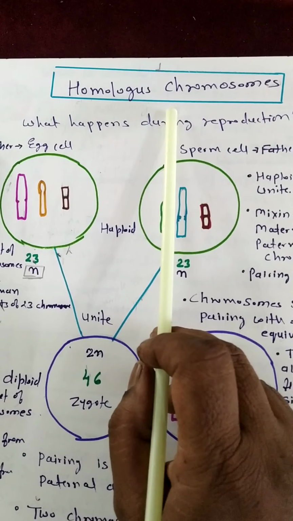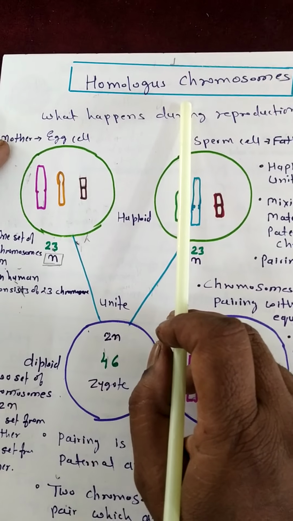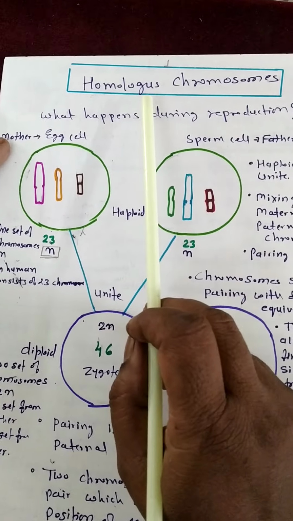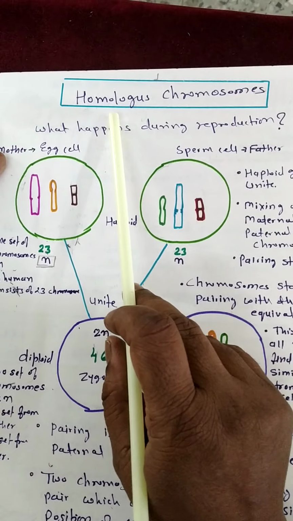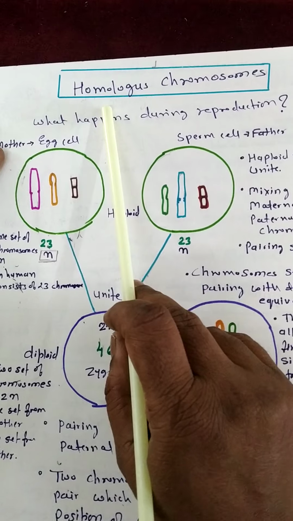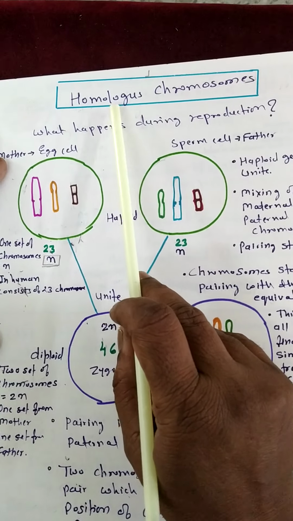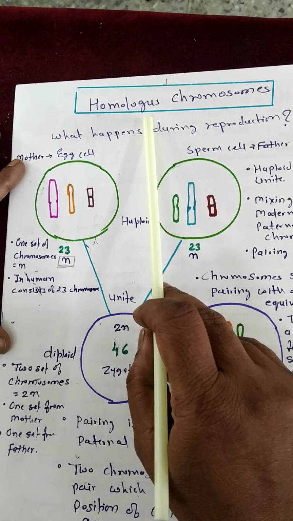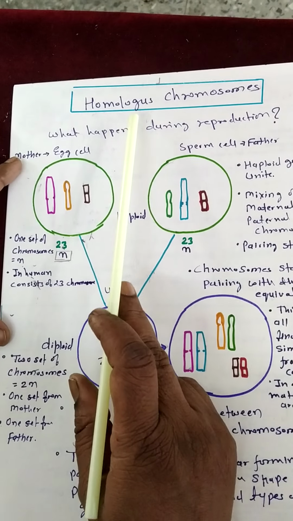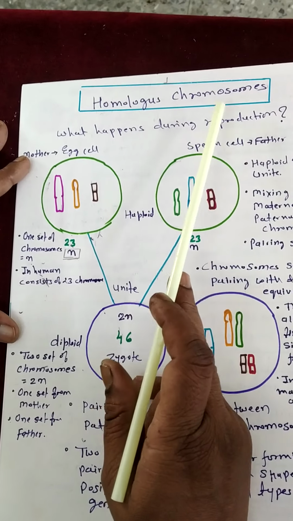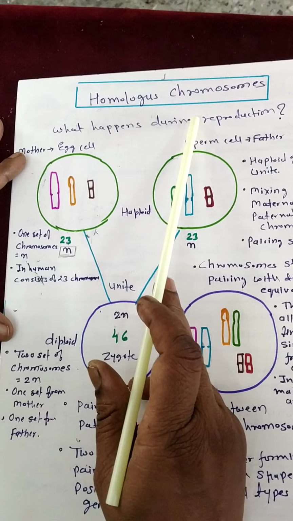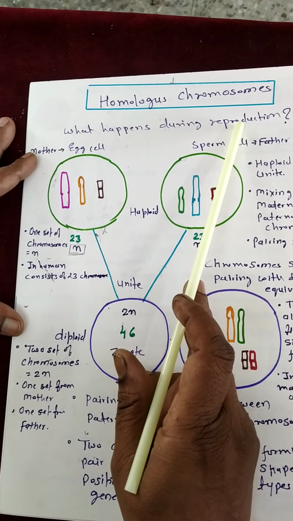So let's start with today's concept, and that is the homologous chromosome. First we will see what is the meaning of homologous. Homo means similar. The meaning of homo word is similar. Similar in some characters, they are called as homologous chromosomes. Where are these homologous chromosomes present? These homologous chromosomes are present in the diploid cell.